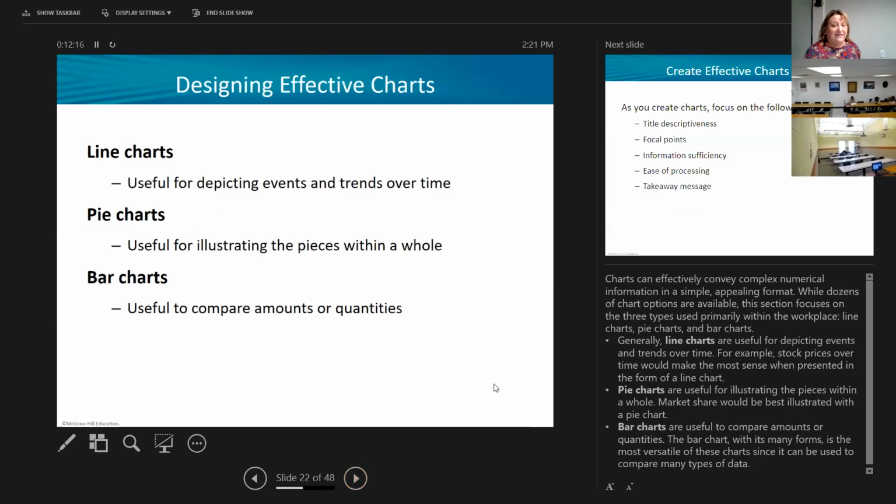These are all just graphical types of displays. A line chart usually is used to show something over time. A pie chart shows the pieces of a whole, and a bar chart is often used to compare different things.